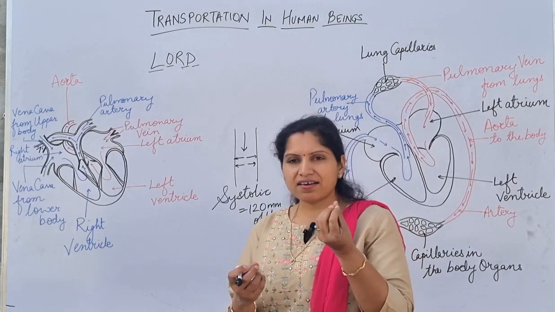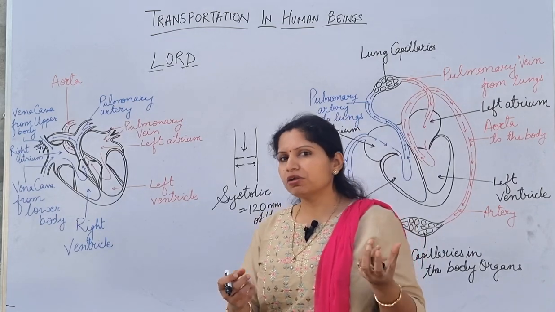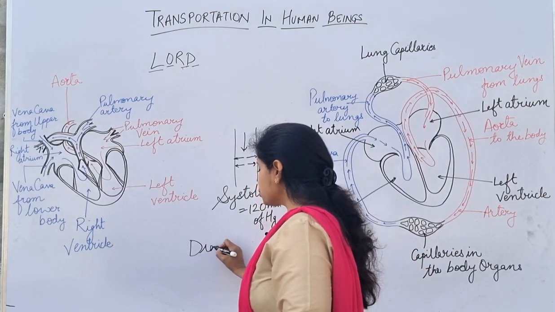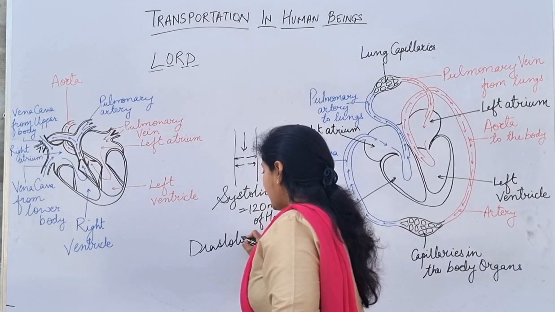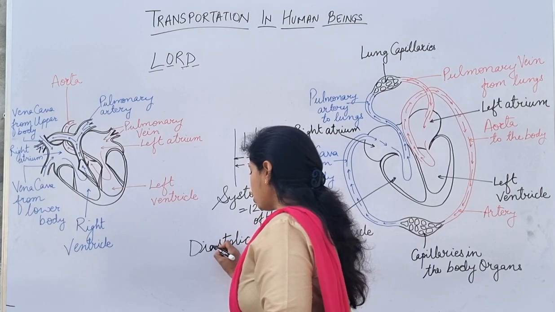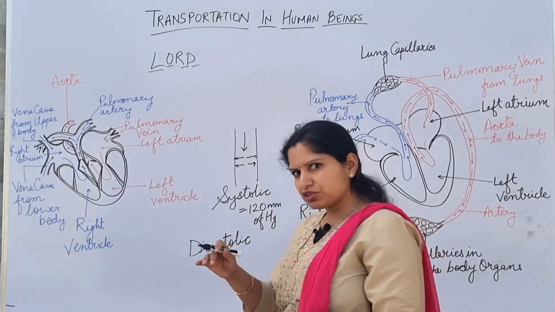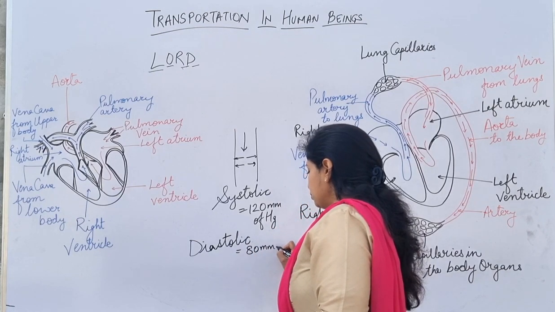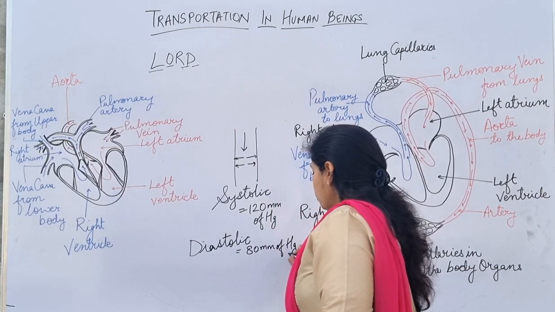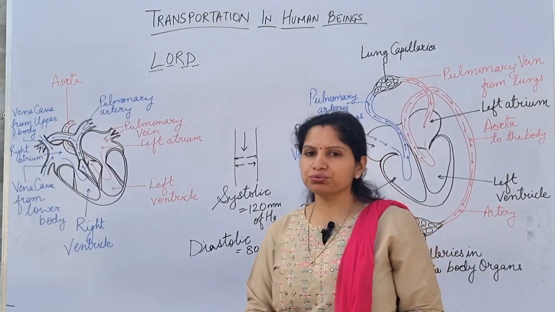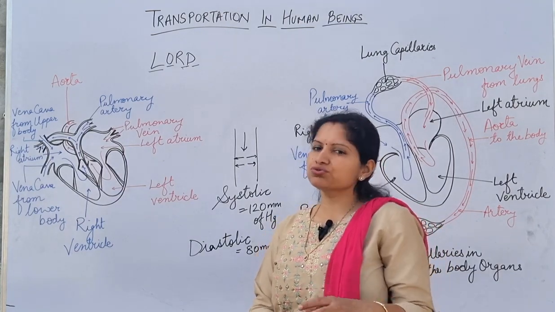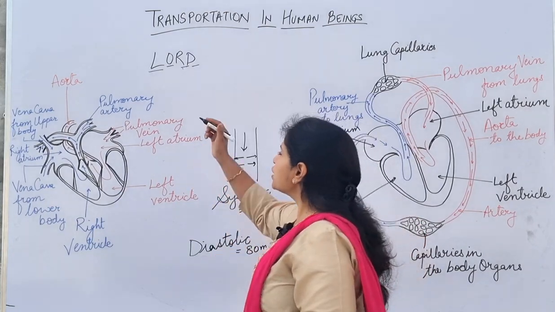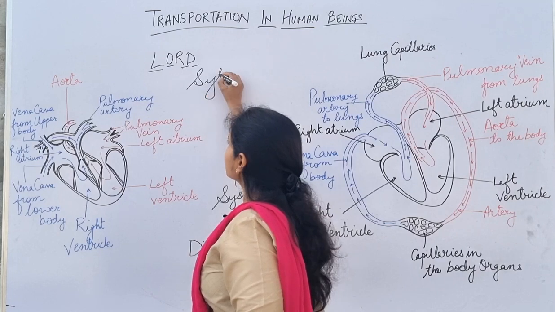When the ventricles are relaxing, then the blood pressure is lower, and that is known as diastolic blood pressure. Diastole means relaxation of ventricles. So diastolic blood pressure is lower, and normal diastolic blood pressure is 80 mm of mercury. Why are we saying mercury? Because it is there in the instrument used to measure blood pressure. And the instrument used to measure blood pressure is known as sphygmomanometer.